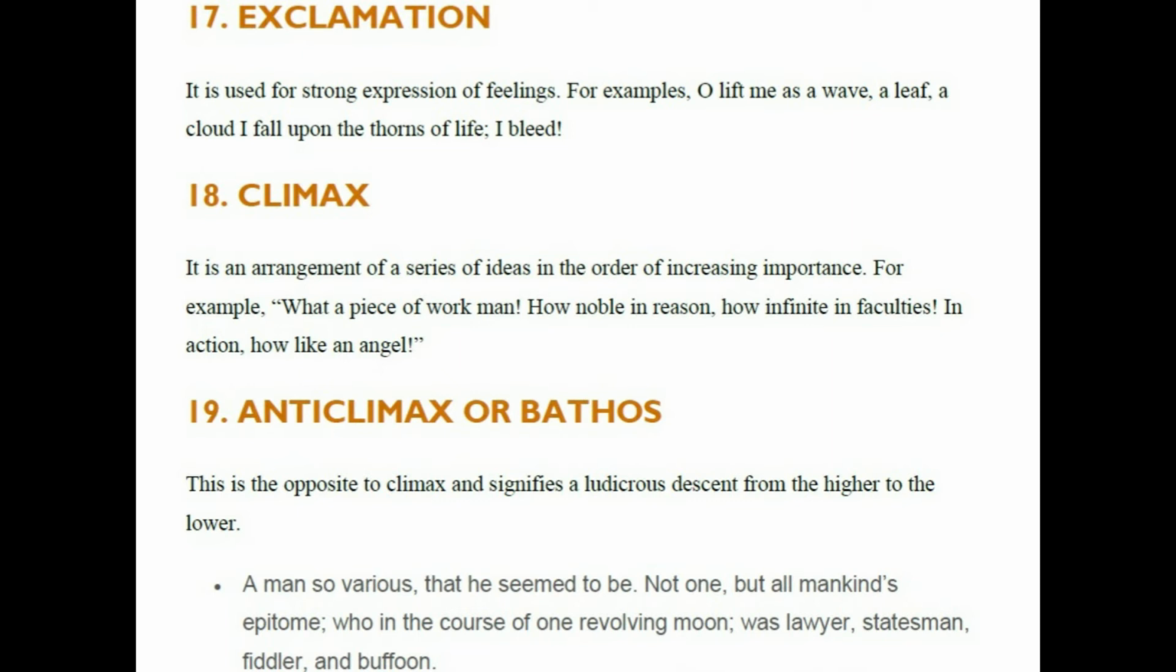Now, let's go further for examples. A man so various that he seemed to be not one but all mankind's epitome, who in the course of one revolving moon was lawyer, statesman, fiddler, and buffoon. So here, how is it? Lawyer, highest post. Statesman, then below. Fiddler, lesser than him. And buffoon, good for nothing. Everyone knows the meaning of a lawyer, an advocate. Statesman, a political leader. Fiddler, a person who plays violin or any other instrument. And buffoon, a fool. So according to degree, first is the highest, then lower, and then the least one. So the decreasing order is being used in anticlimax.